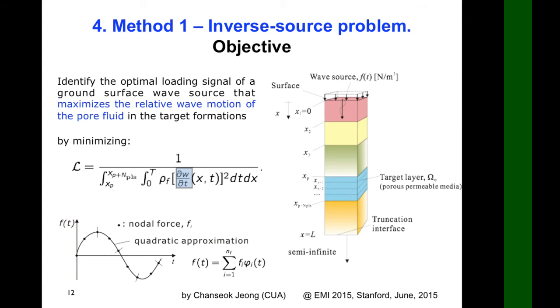And this is the objective of the first research method, the inverse source problem. The basic idea is this. Let's say we discretize the force time signal by using a quadratic shape function, and we try to find each value of the discretized force parameters that will minimize this objective functional. The denominator of this functional is a spatial and temporal integration of kinetic energy in terms of relative wave motion of a pore fluid, so by minimizing it, we can maximize wave motion in the target poroelastic formation.